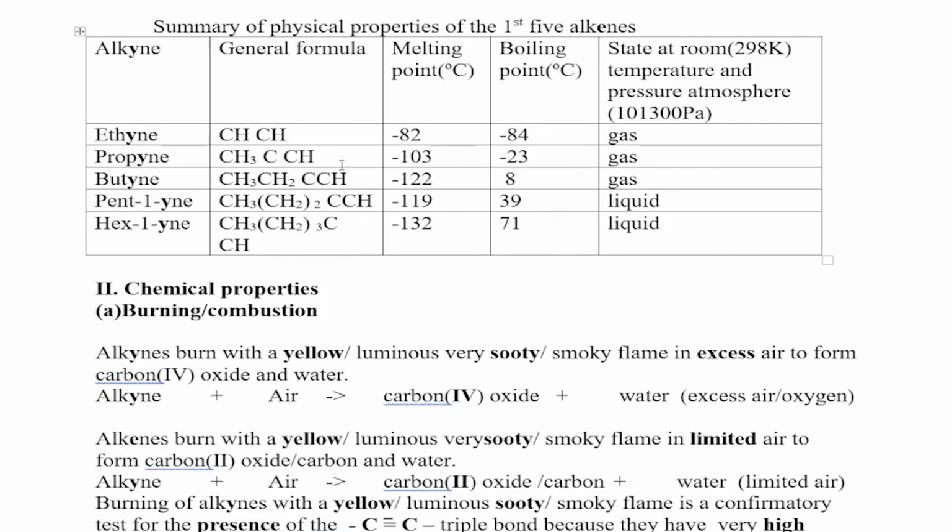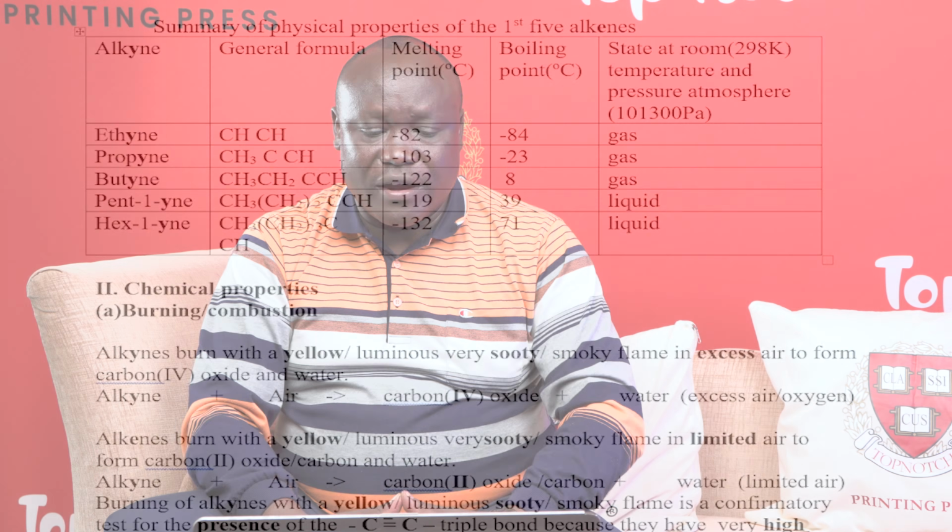So in our next lesson, we are going to cover the chemical properties of alkynes. So the assignment for now, you go and draw the isomers of alkynes so that it becomes continuous with the alkenes.